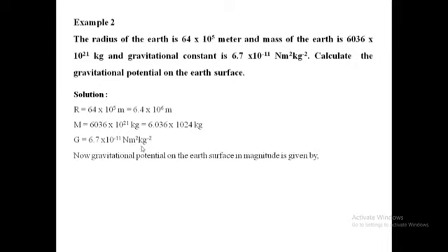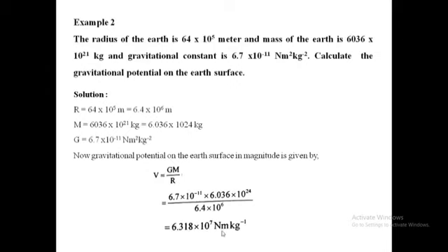Now, the gravitational potential on the Earth in magnitude is given by V = GM/R. You have to put the values over here: G is 6.7 × 10^-11, M means mass, that is 6.036 × 10^24, upon the radius of the Earth, that is 6.4 × 10^6. If you calculate it all, you will get the final answer 6.318 × 10^7 Newton per kg.